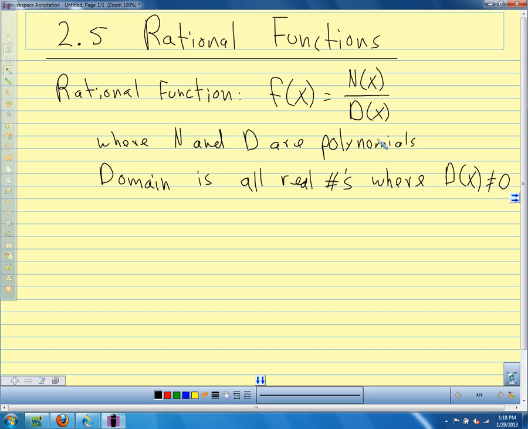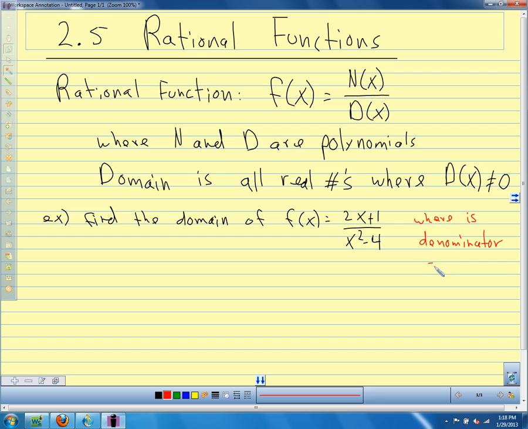So when a question asks you, find the domain of this rational function, for example, if we have a nice rational function, f of x equals (2x plus 1) over (x squared minus 4). We have a polynomial in the numerator, polynomial in the denominator, so we have a nice rational function. When the question is asking us find the domain, what we're looking for is, where is the denominator 0? And we're going to say all real numbers except that. So we're going to exclude numbers where the denominator is 0. So where is the denominator equals 0? And we're going to exclude those from the domain.